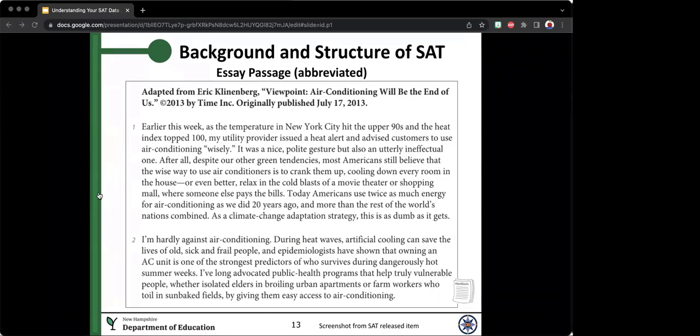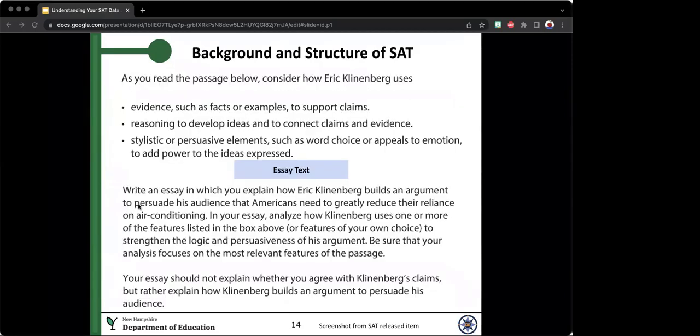So Kleinberg argues in this passage that every American, whenever the temperature rises due to heat, is not using their air conditioning wisely. They're cranking it up to try to cool down every room of the house, and so on and so forth. And you'll have access to this full version in the handout section.